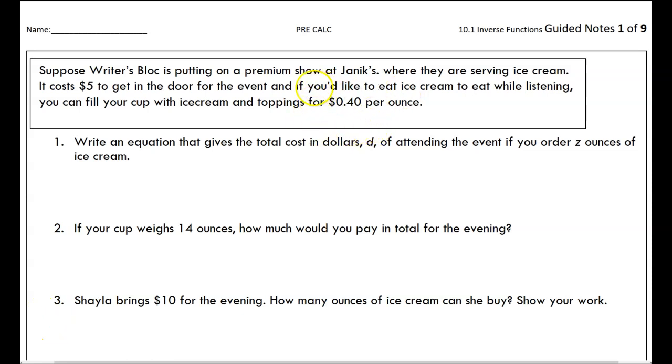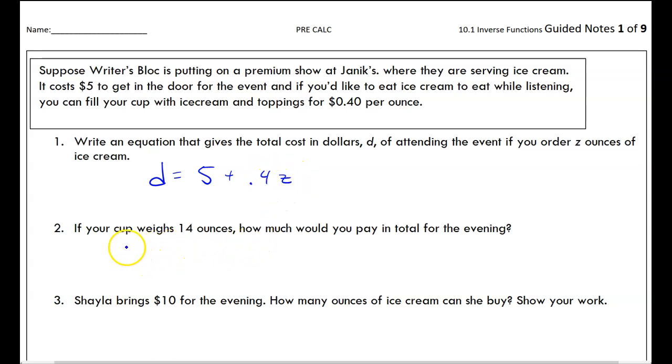So to introduce this idea, we're going to talk about going to see a writer's block show, so make sure you've read the prompt here so you know what we're talking about. In question 1, we're asked to write an equation that gives the cost D of going to the show if you order Z ounces of ice cream. So, well, it's a $5 fee, and then plus 40 cents per ounce, so 0.4 times Z.